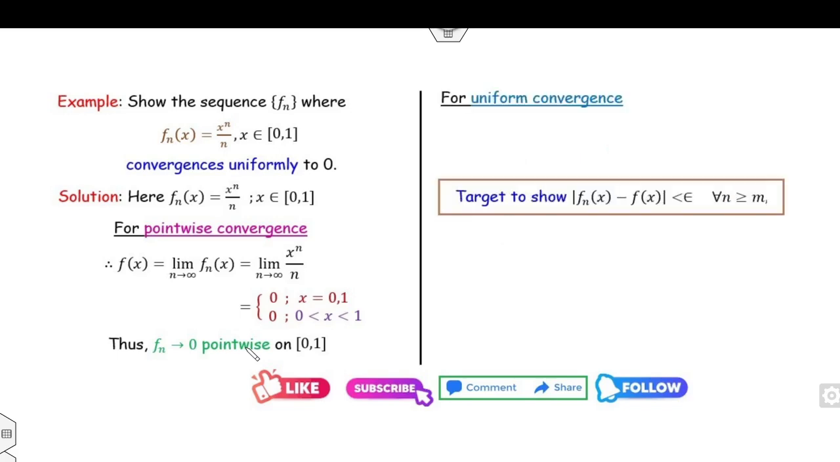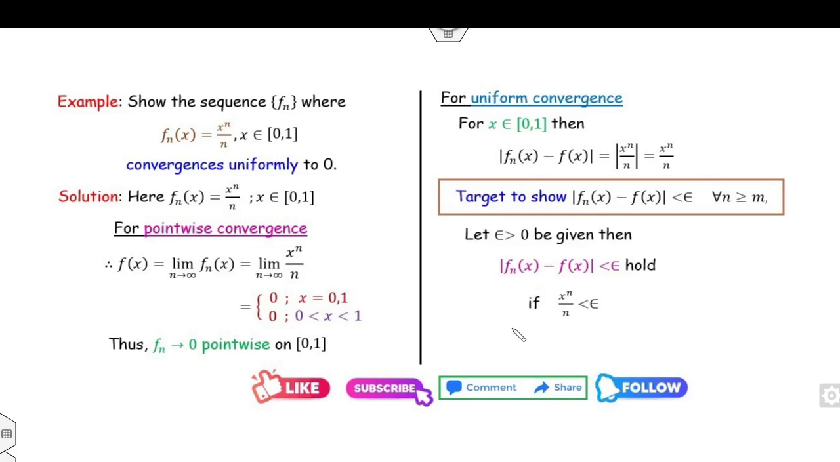For the uniform convergence, you can consider two cases or three cases, but it is true for all x, so I can consider only one case because the limit is the same. Now clearly x is always positive, so x raised to power n is always positive, divided by n. I can substitute this value in the given equation and find the value of n. Yes, you can find the value of n. n is greater than x raised to power n over epsilon.